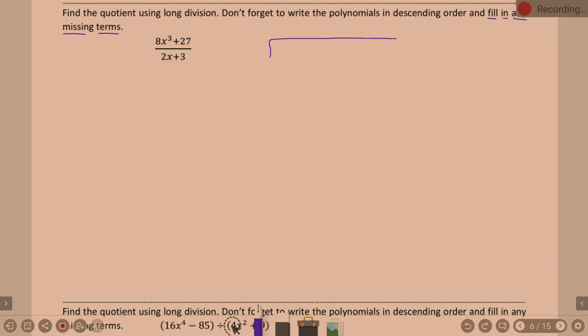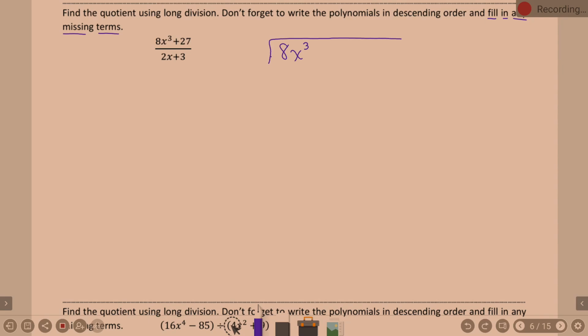What goes in the box? 8x cubed plus 27. So, the first term there is 8x cubed. What should come after an x cubed term? An x squared term. Do I have an x squared term? No. We want to have an x squared term, though, just for organization purposes, to keep everything lined up nicely and organized.